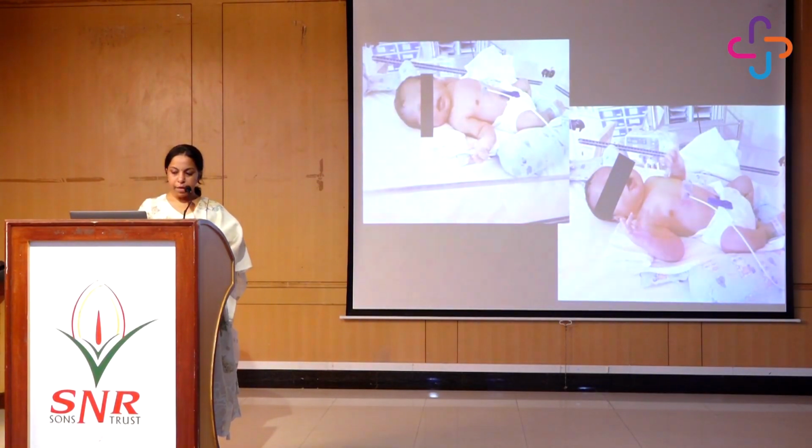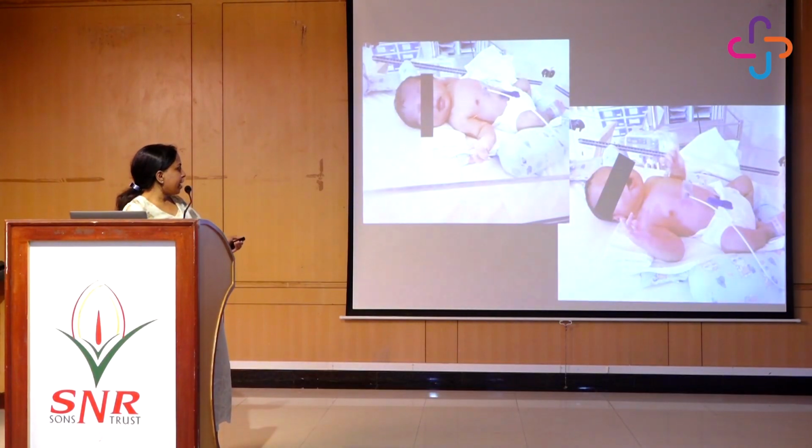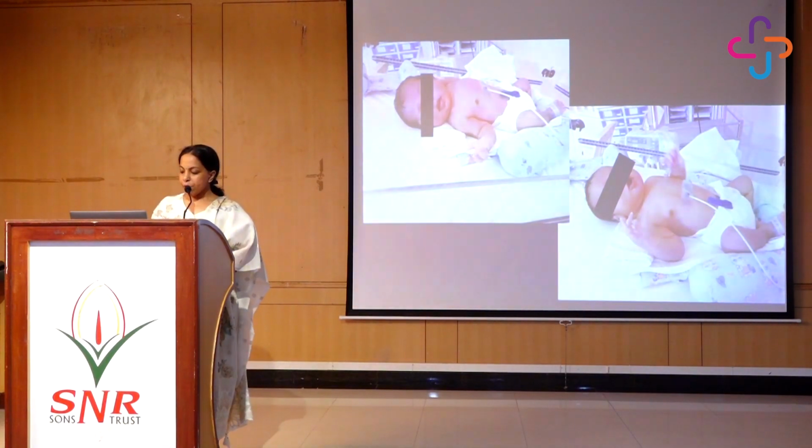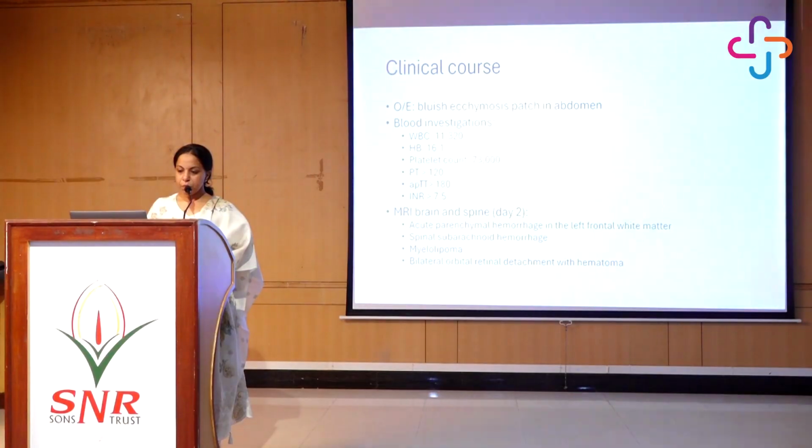So this is the baby, printed here with permission. You see a very chubby, handsome baby boy, but you see the limbs very hypoplastic and he was not moving them at all. Apart from that, there were no malformations in the initial period. On examination, there was one small bluish ecchymotic patch in the abdomen. Blood investigation showed thrombocytopenia, platelet count 73,000, and PT and APTT were all elevated. The baby is paraplegic and we had this report.